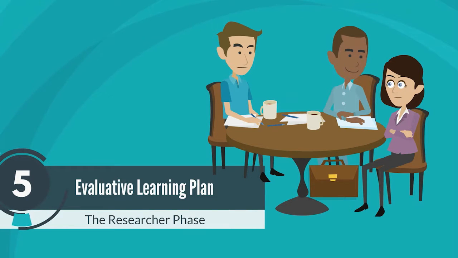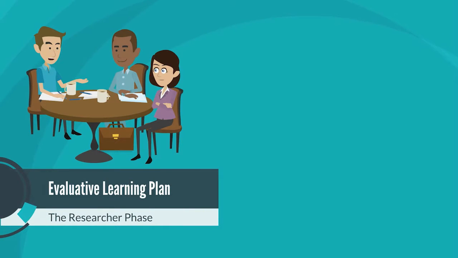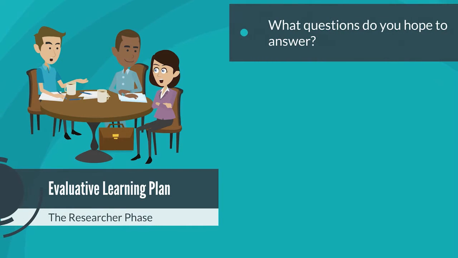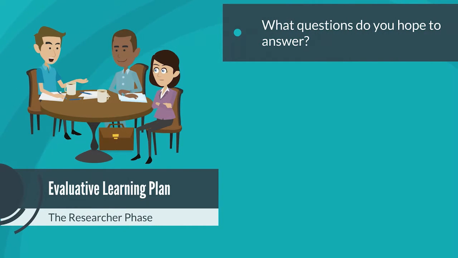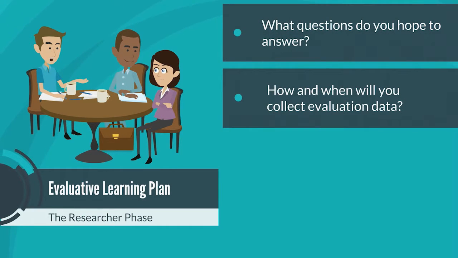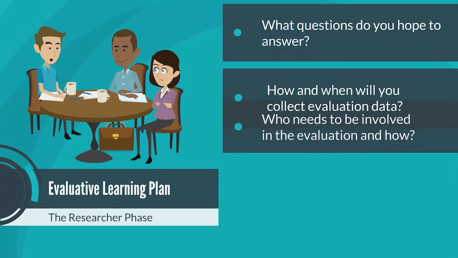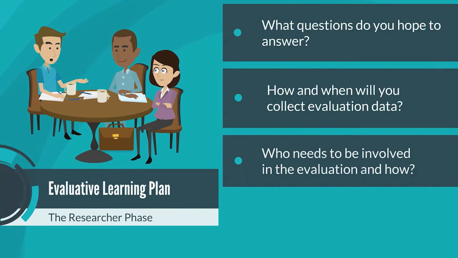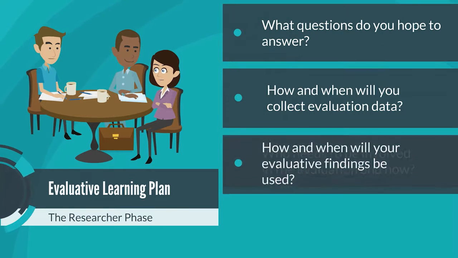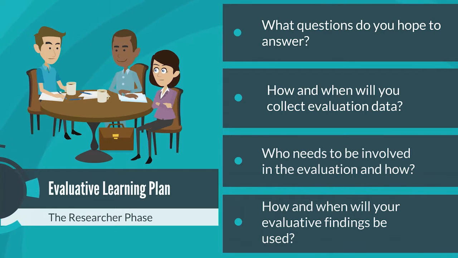The fifth part is the evaluative learning plan, or the community researcher phase. At Unison, we are committed to evaluating all of our programs and initiatives to promote learning and continuous improvement. We use the term evaluative learning instead of evaluation because it indicates an ongoing process of continuous quality improvement. Some of the questions you will answer in this section include, how and when will you collect evaluation data? Who needs to be involved in the evaluation and how? How and when will your evaluative findings be used?